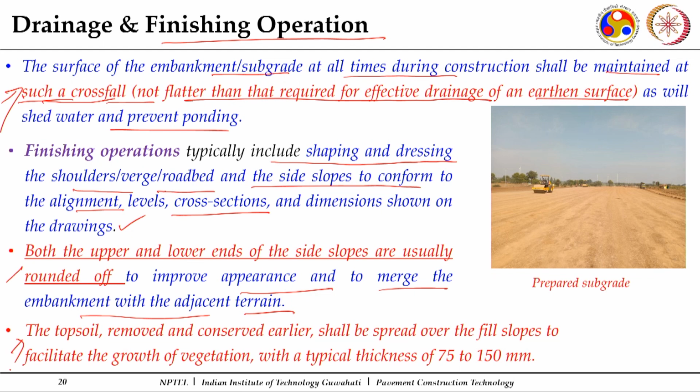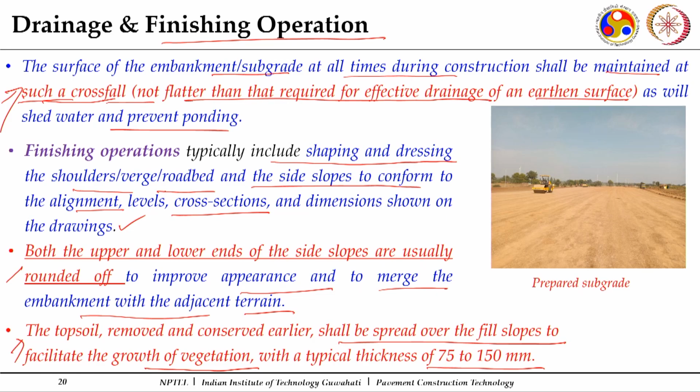And as we mentioned, during clearing and grubbing, the topsoil which we have removed, if it is good for vegetation growth, we will put that topsoil over these side slopes, and this will help facilitate the growth of vegetation. Typically it is laid in a thickness of around 75 to 150 mm.